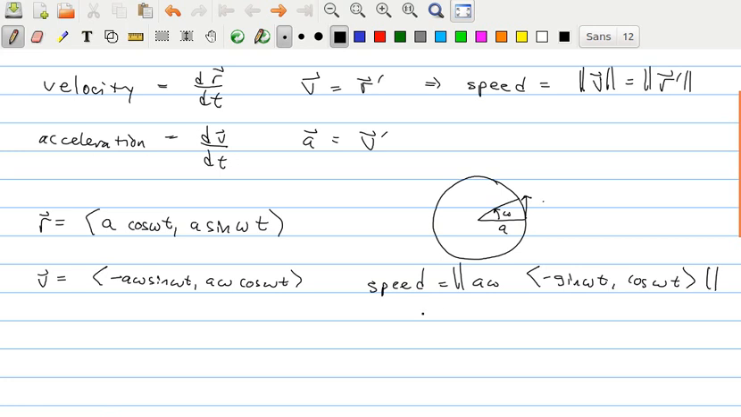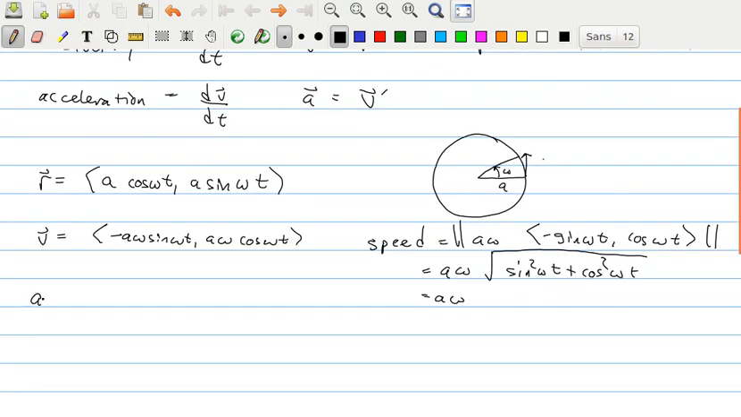So now if we're taking the norm of this, a omega can just come right out of the norm. And then we're going to take the square root of the sum of the squares of the components. So this gives us sine squared omega t plus cosine squared omega t. And then we can use the Pythagorean identity. Sine squared plus cosine squared is 1. So the speed is just a omega, the radius times the angular speed.